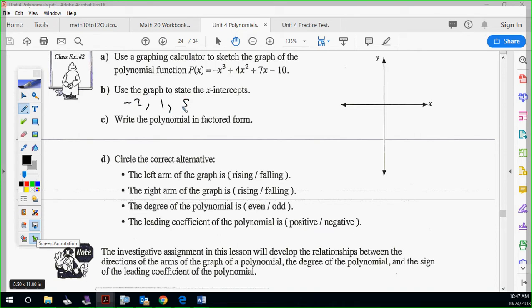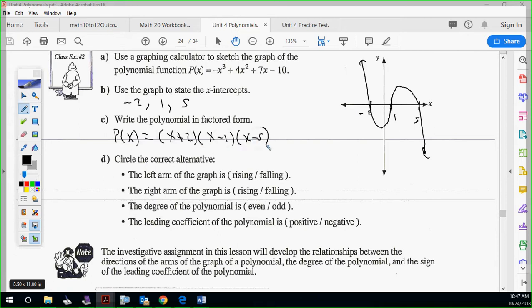So the graph looks like this. Comes through negative 2, 1, and 5. So here's your negative 2, 1, and then 5. That's what the graph kind of looks like. So then write the polynomial in factored form. That means in factored form we can write it as x plus 2, x minus 1, x minus 5.